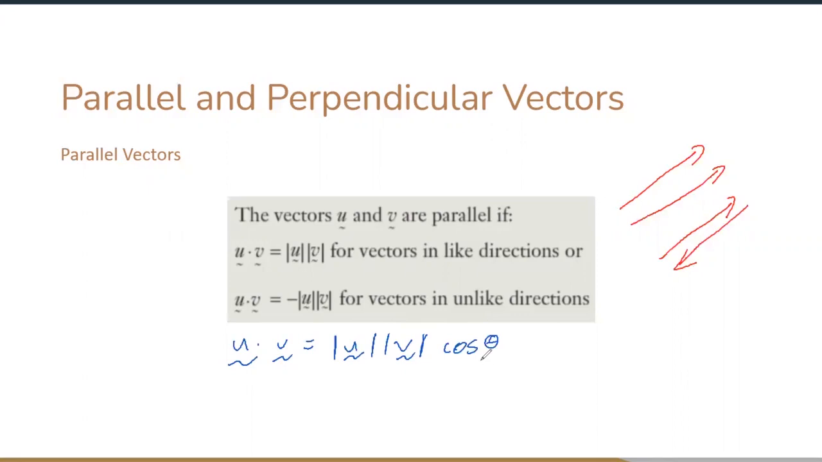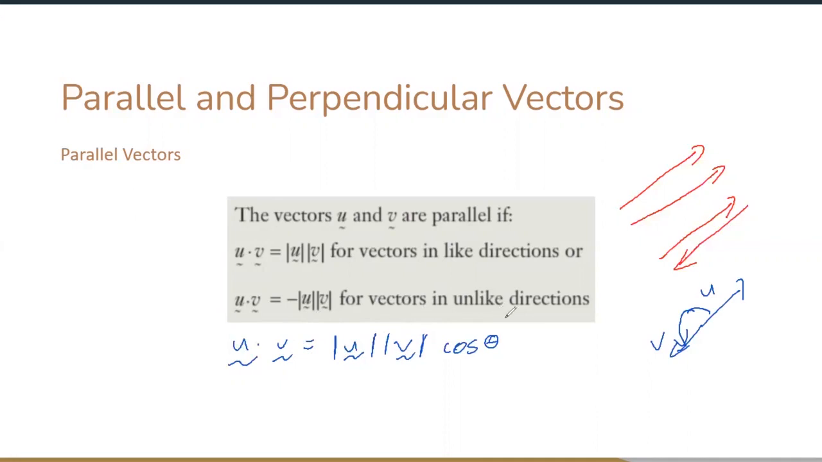But if we've got an unlike direction, then the vectors are going to be pointing in opposite directions. So our angle is going to be a full 180 degrees going all the way around, if we had our vector u and our vector v. That would mean we'd have cos of 180, which isn't going to be 1, it's going to be minus 1. So instead of the dot product being the magnitudes multiplied, it's going to be minus the magnitudes multiplied, which is where we get this formula for unlike directions.